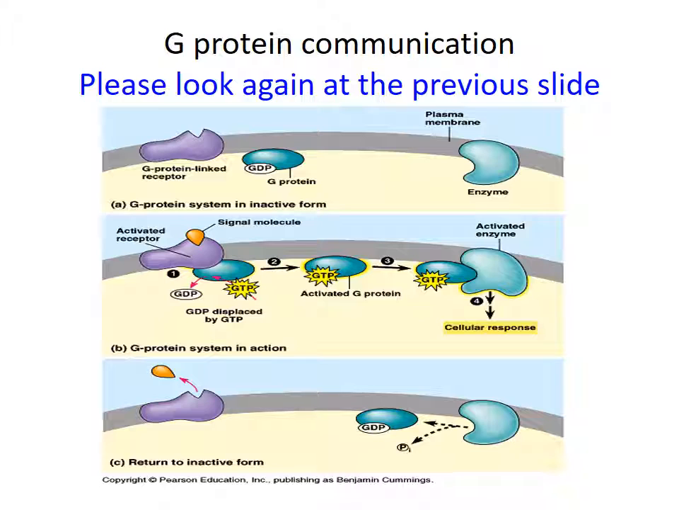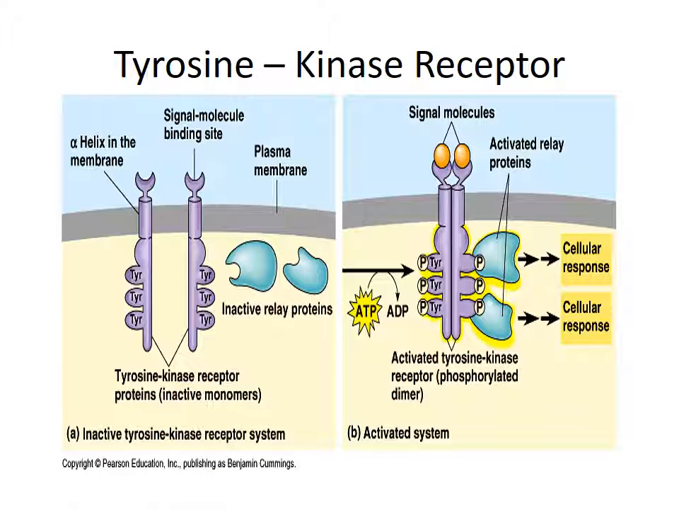And what turns off this system is when this little GTP, again, remember it stands for guanine triphosphate, is going to lose one of those phosphate molecules, and the GTP gets converted back to GDP, and it goes back into its inactivated form. So that's the G protein system.